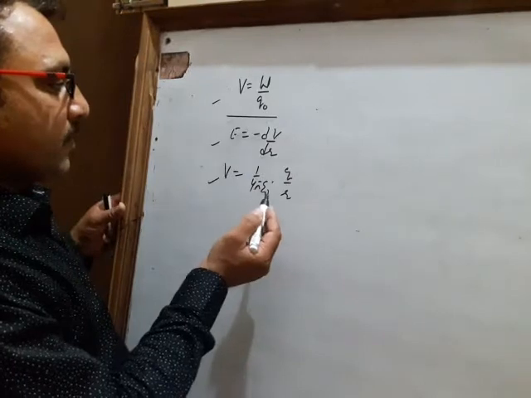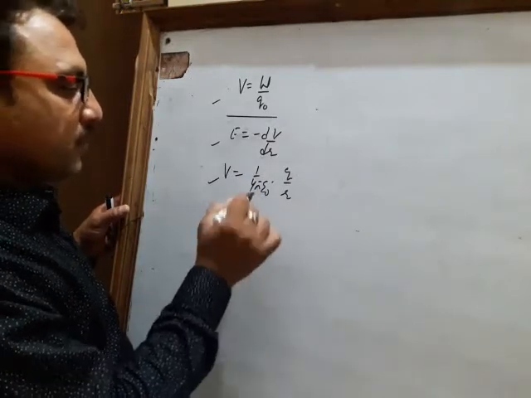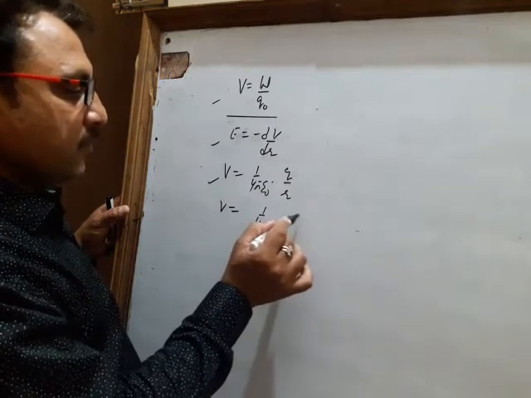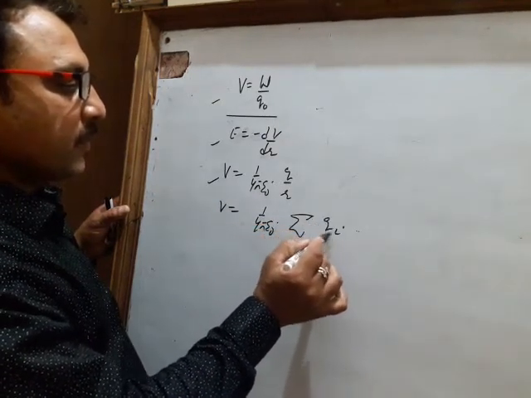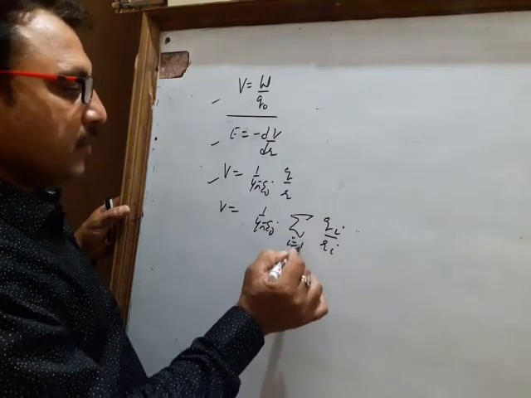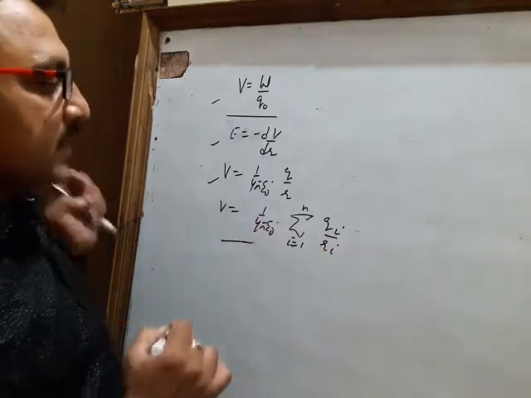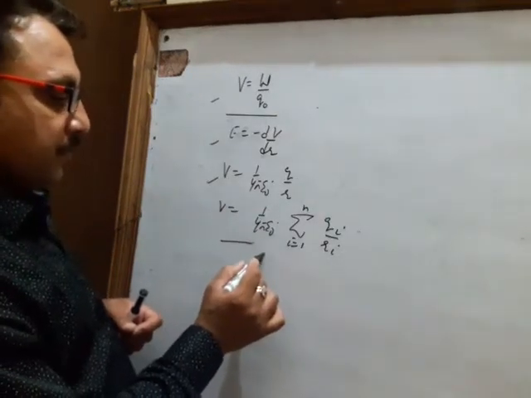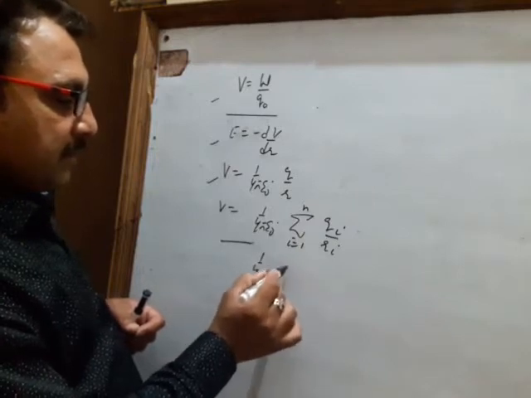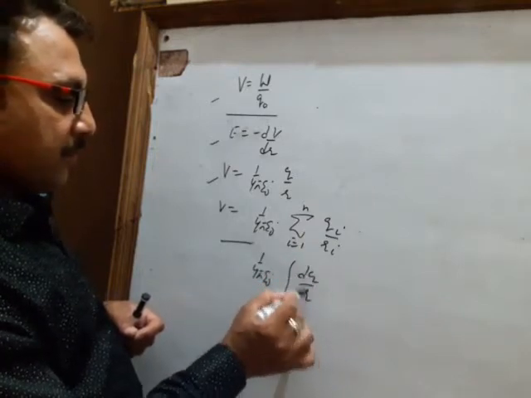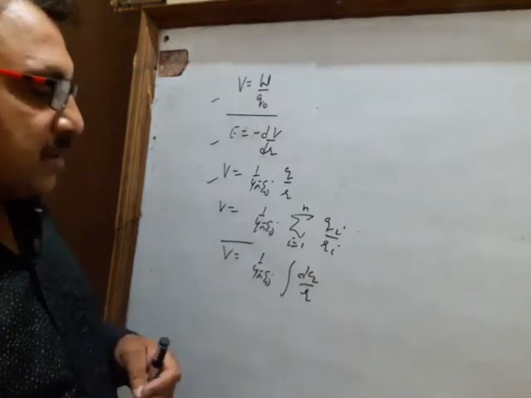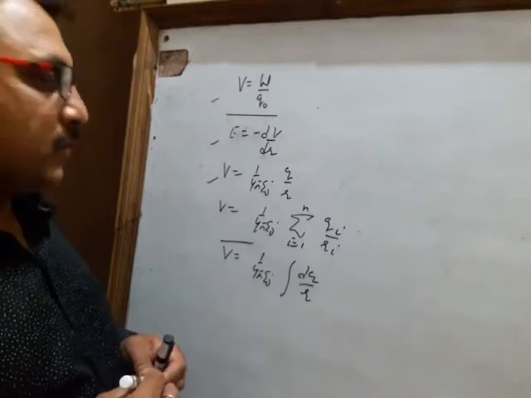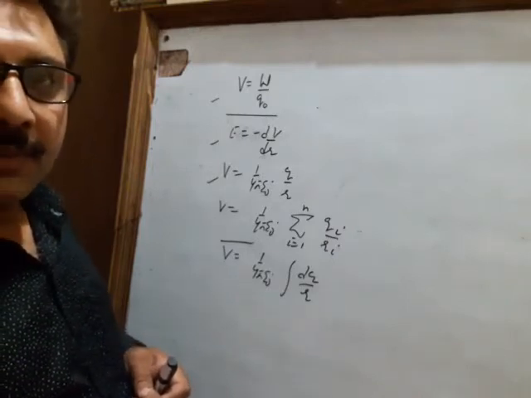And of course, for a group of charges, if you want to take out the potential, then that can be written in the form of summation Qi upon Ri, i equal to 1 to n. These were the formulae. Or for a continuous charge distribution, you can write integration of dq upon r for continuous charge distribution.